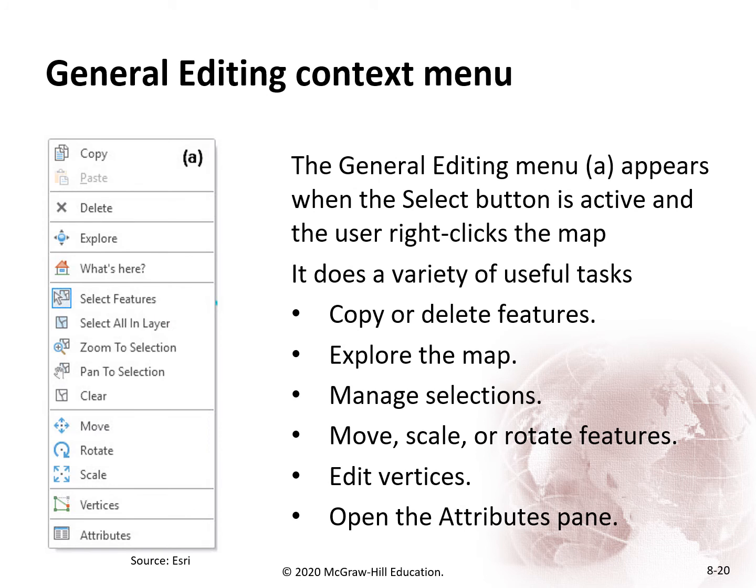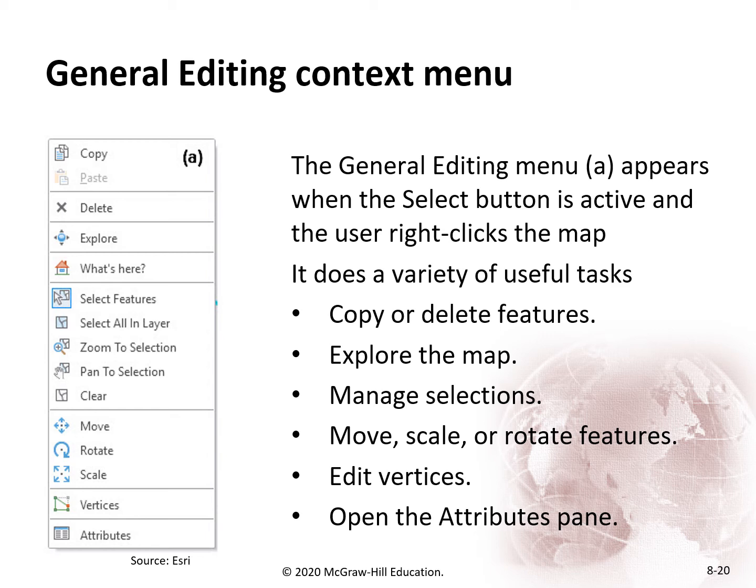We'll look at the general editing context menu. It appears when the select button is active and the user right clicks the map. It does a variety of useful things. You can copy or delete features. You can explore your map, manage sections, move, scale, and rotate features, edit vertices, and even open up the attributes pane.